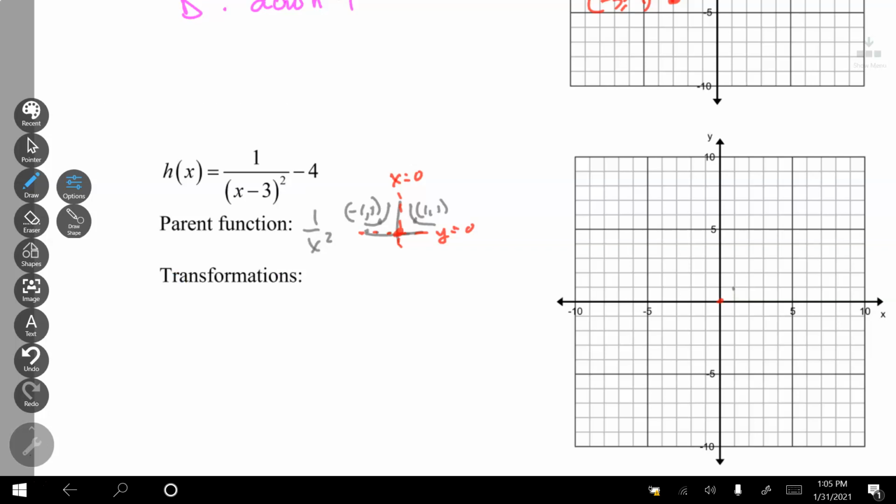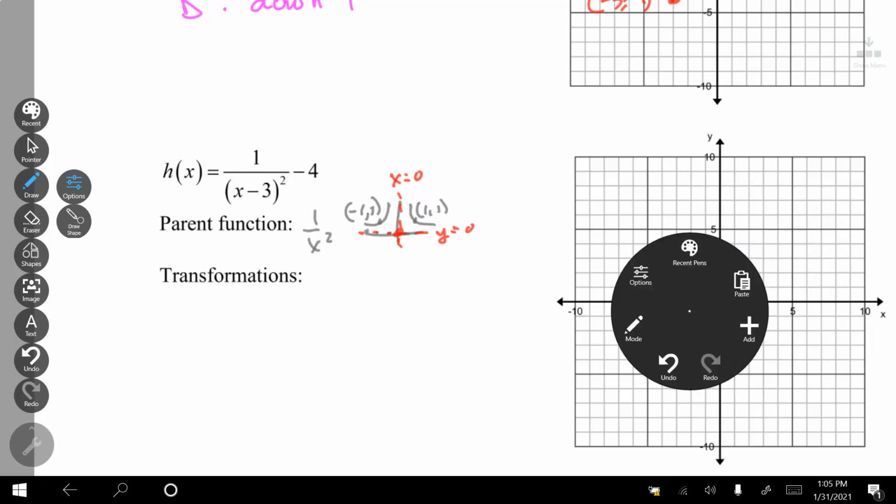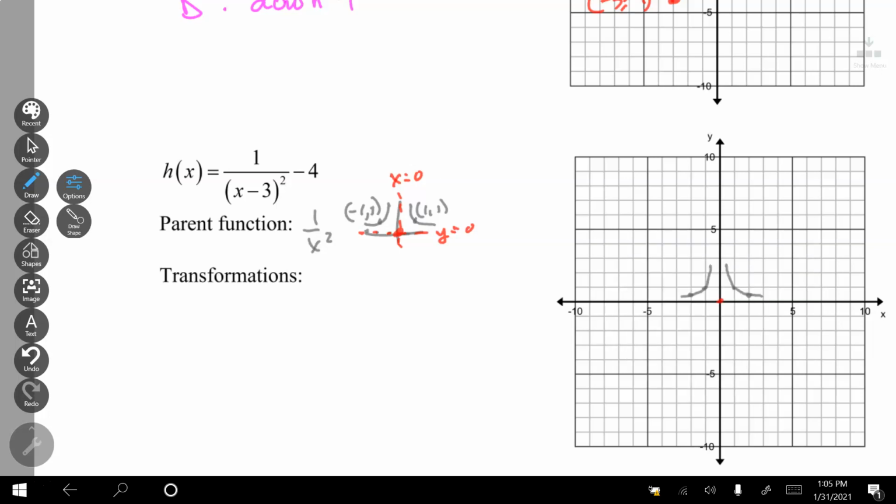These graphs go through 1, 1, and negative 1, 1. So I kind of get this sort of look to it. You know, I don't have to do as many dots on this graph, but it kind of looks like that. If you want, you could put 2, 1/2 on the graph. You could put negative 2, 1/2 on the graph. It's up to you.